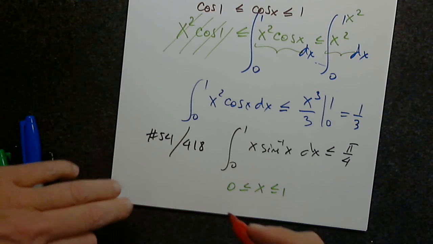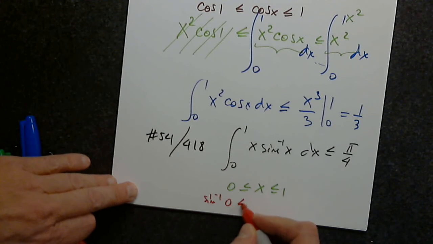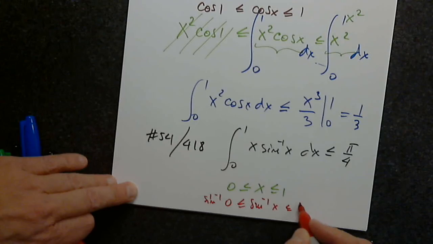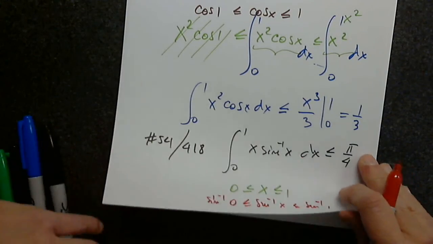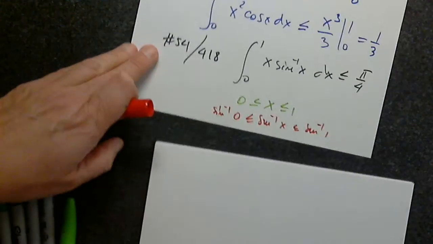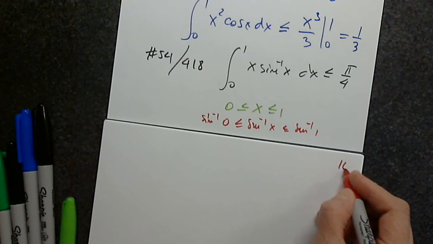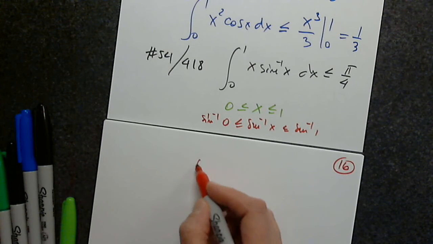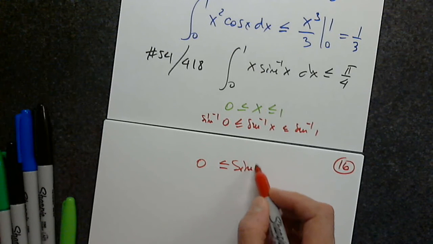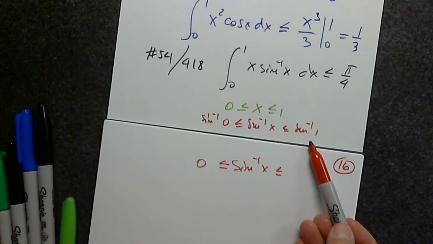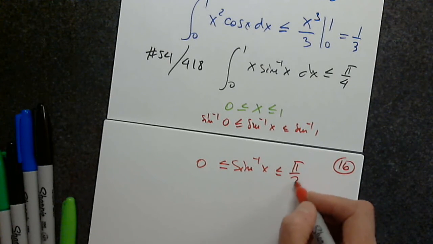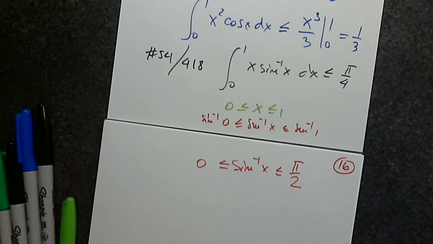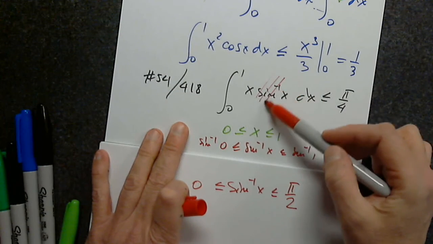So I will apply sine inverse to this, sine inverse to this, and sine inverse to this. And I have to get angles now. Which angle has sine 0? 0. Sine inverse x. Which angle has sine 1? Excellent. For now, I have built this piece.